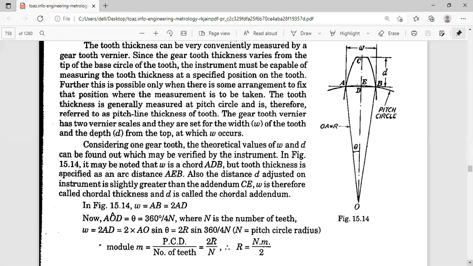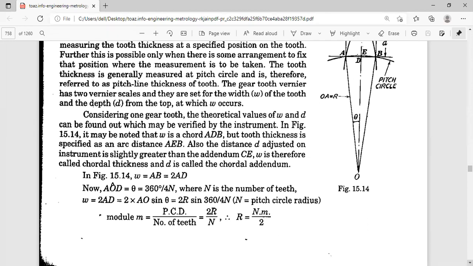What is theta? 360 by 4n. So what is n? Already I told you. You can represent it in terms of module. Module is nothing but the pitch circle diameter by number of teeth. But what is pitch circle diameter? Capital D. D is equal to 2R, so 2R by n. So what is R here? R is equal to n into m by 2.